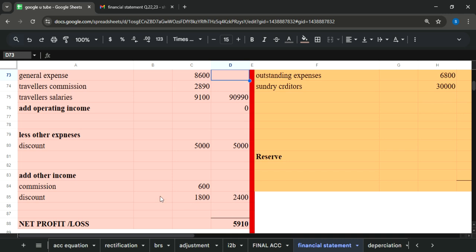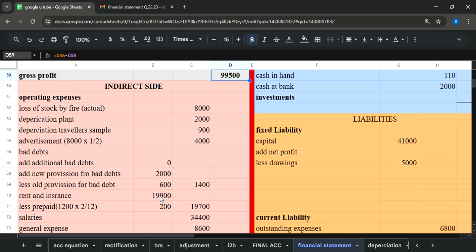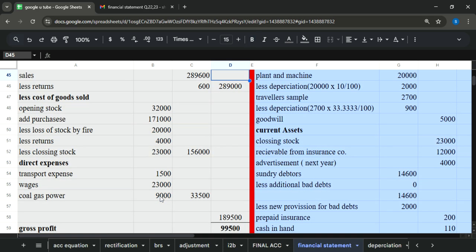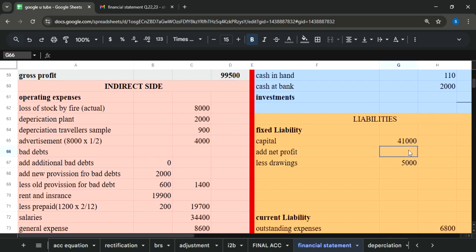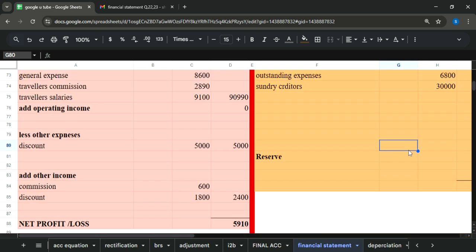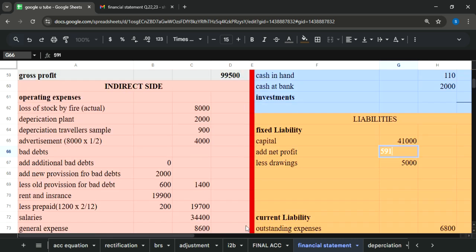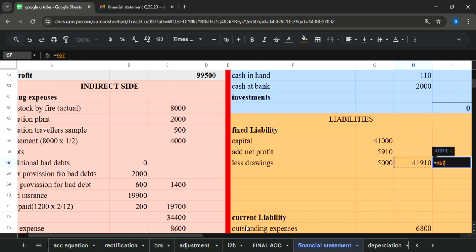So it's a happy moment because 2 out of 4 parts we have solved, for which you can see that both answers matched. Next step, go to the liability side, and here you will write your net profit. You have just calculated 5910. You will mention it in front of net profit on the liability side. Now you are ready to calculate your fixed liability side: capital plus net profit minus drawings. So we have got the total of fixed liabilities. There is no other fixed liability, so you can mention it over here.